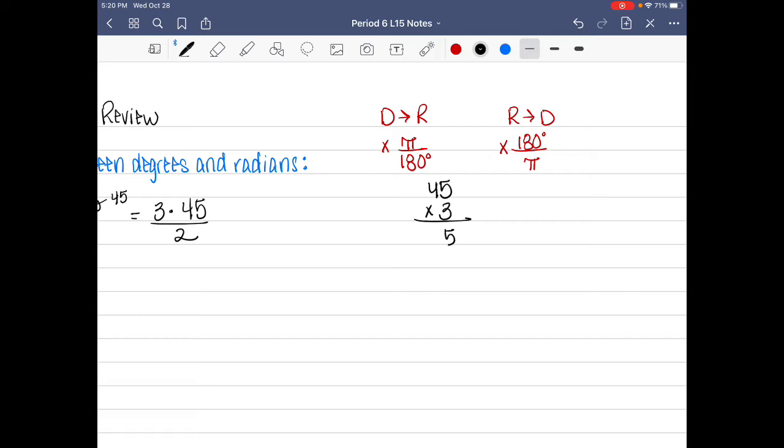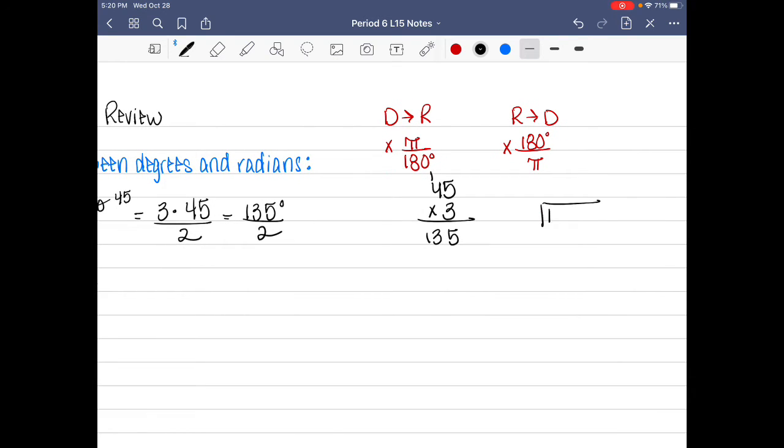The 3 and the 5 is 15, the 4 and the 3 is 12, and then you go ahead and add the 1 on top. So this is going to give us 135 up in the numerator, and then we're going to have 2 in the denominator. Another important skill we have to review is long division, right?